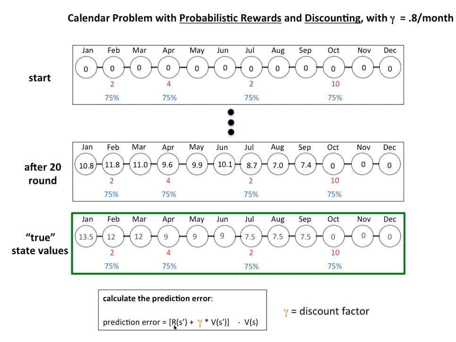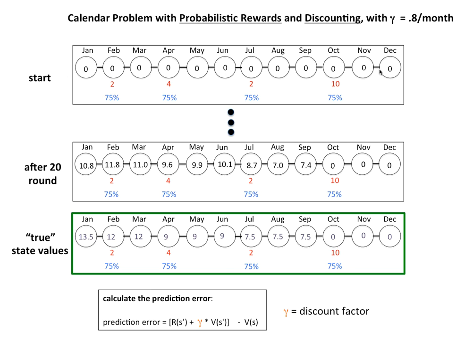Whereas previously, the calculation of the prediction error was the reward of state S prime plus the value of state S prime minus the value of the previous state, you multiply the value of the state S prime by this gamma coefficient that reflects the level of temporal discounting you're going to do. That's all you do to modify the algorithm so that now it's calculating for you the discounted expected reward. It's also, of course, doing probabilistic rewards because, like I said in the previous slide, you don't modify the algorithm at all to capture the probabilistic nature of the rewards.